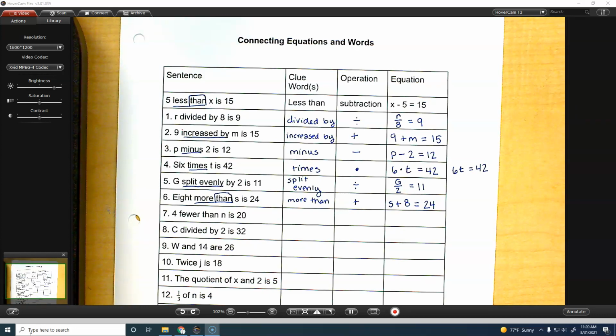Although technically is 8 plus S the same as S plus 8? It is. So if you mess it up on addition, it's not that big of a deal. If you mess it up on subtraction, it's wrong.